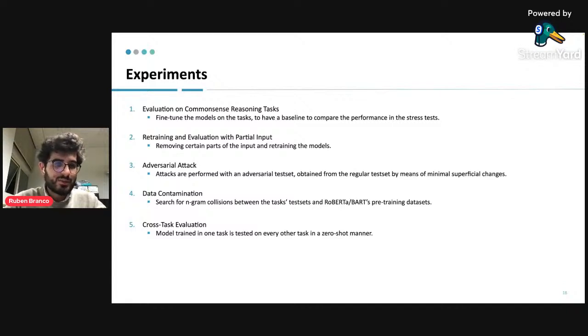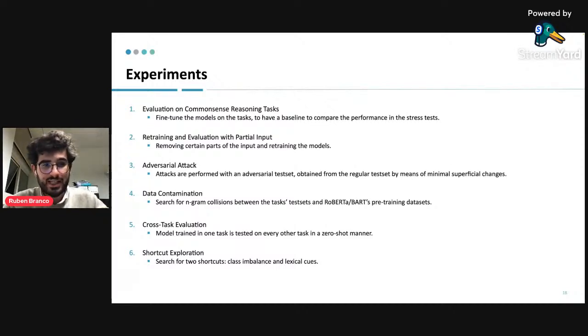The fifth experiment is the cross-task evaluation, which is basically taking a model that was trained in one task and then testing it on every other task in a zero-shot manner to see the generalization power. And sixth, it's just searching for shortcuts. So we search for two shortcuts: the class imbalance, which if the classes are imbalanced, then yeah, the models can take advantage of this, of course. And then lexical cues, which is the thing from the Niven and Kao paper that we mentioned, like, for example, the word not being a really strong signal for a certain class. So these are what we call lexical cues.